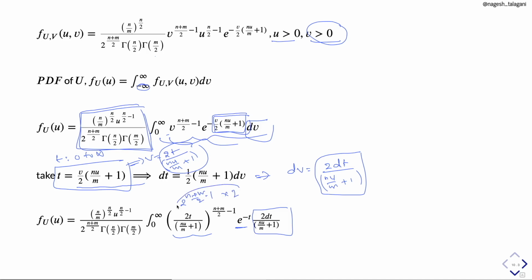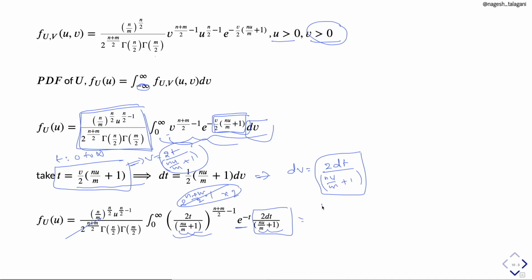So this whole thing gets cancelled with this one. Now here in the denominator we have (nu/m + 1)^(n + m/2 - 1). Here in the denominator we have nu/m + 1. The total is (nu/m + 1) to the power of (n + m)/2 in the denominator, which we can write out of this integration like this.